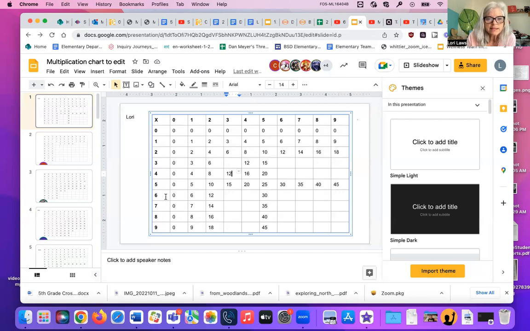If 6 twos is 12, then 12 doubled, or 6 fours, is 24. Do you see the pattern there? So if I know that 7 twos is 14, I just have to double 14 to know what 7 fours is. It's just twice as many.